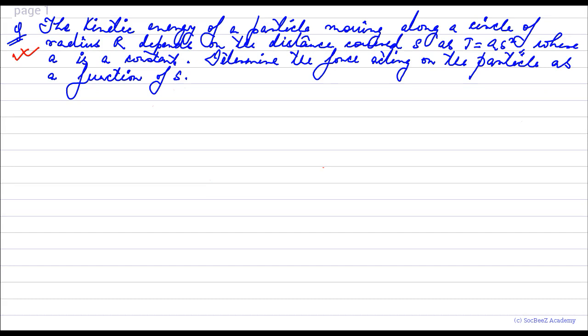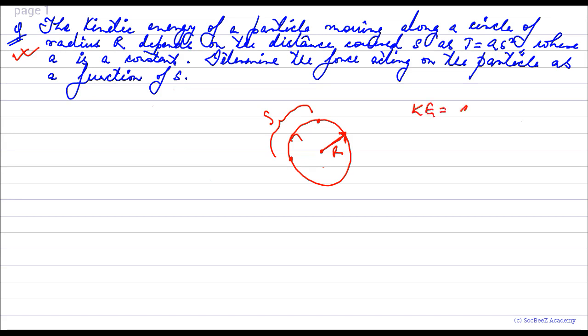Fine. So in this problem, I have a particle which is traveling in a circular path of radius r. So let's say this is my circular path, and the particle is traveling in a circular path which is of radius r. So this is my radius r. Let's say the particle began moving from this particular point and after traveling a distance of s, it is at this particular point, and at this particular point the total kinetic energy is given by the expression a s square. Now kinetic energy is given by half m v square, where v is the velocity of the particle at this particular point.